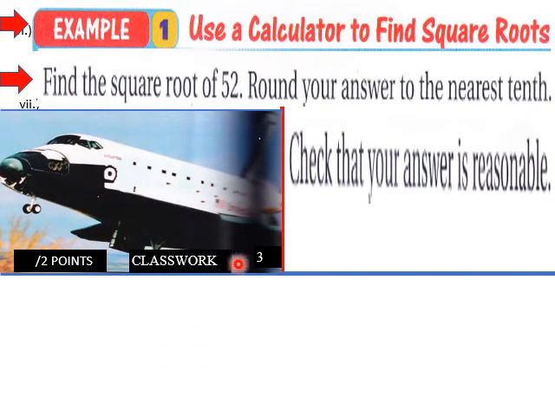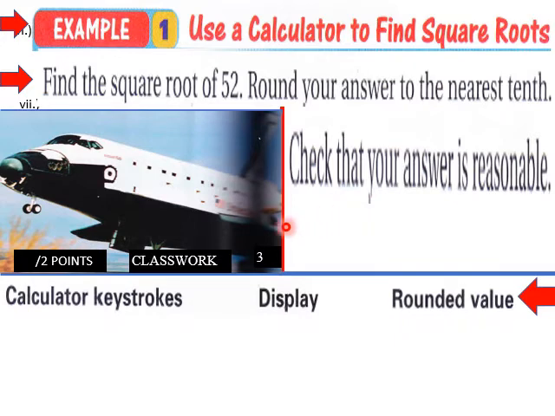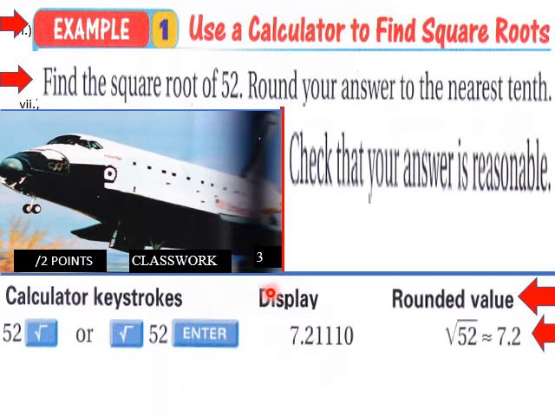Page 3 of our classwork. Use a calculator to find square roots. Find the square root of 52. Round your answer to the nearest tenth. Check that your answer is reasonable. Okay, so we're going to use a calculator for this. Here's our calculator input: radical 52, enter, and then you should get 7.211110. When you round this off, you'd round down to 7.2. So your rounded value would be right here.